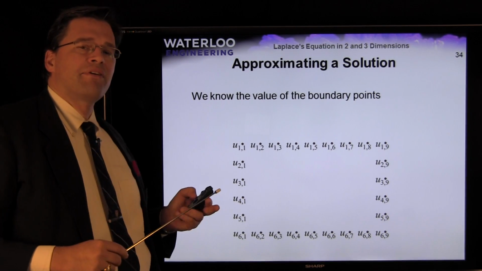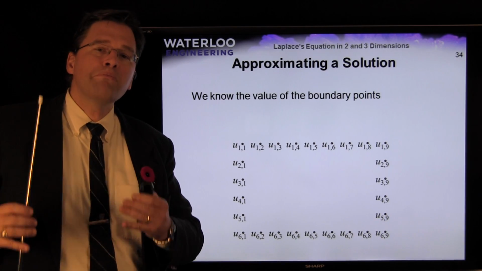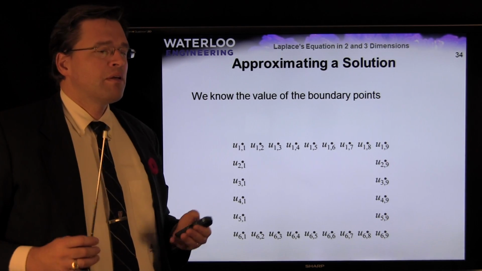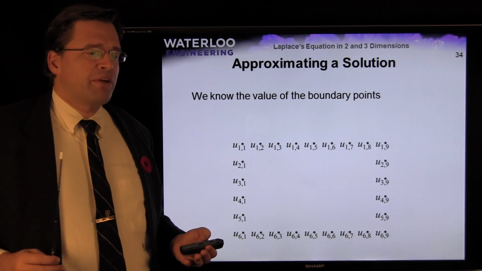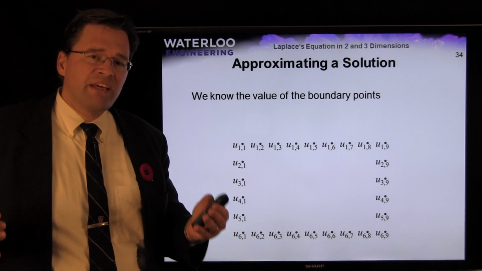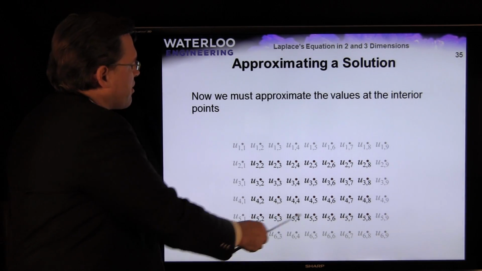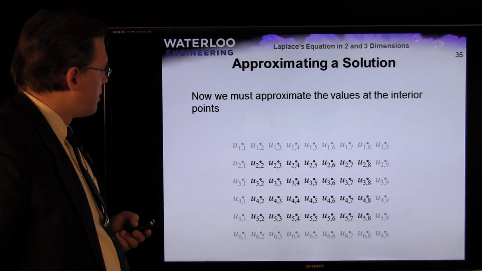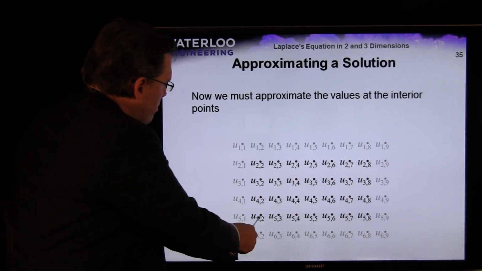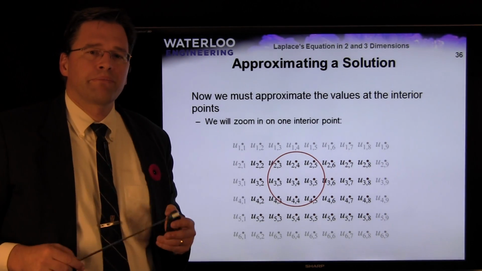Alright, so we have the boundary values. These boundary values must be given in the problem. They're not unknowns, they're not random. We don't have to determine what they are; we are given what they are. It's the points on the interior that we're going to approximate. And we have, in this case, 4 by 7, 28 points on that interior.